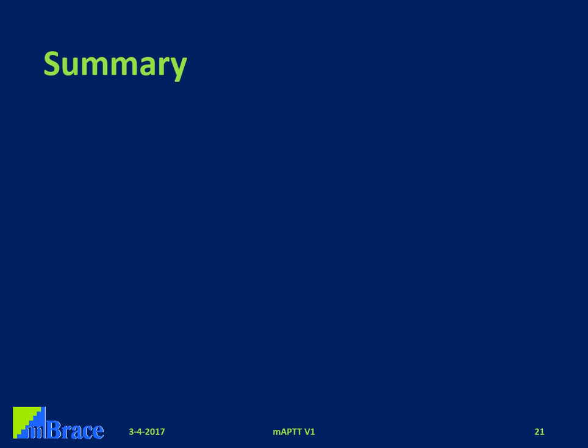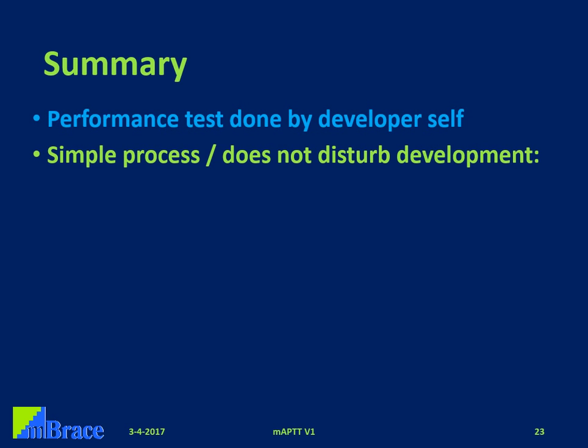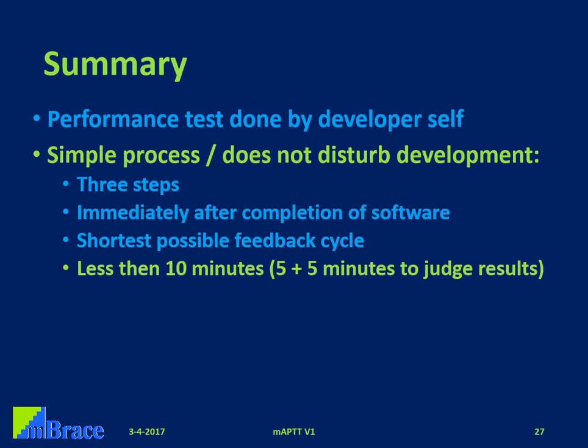You have watched a performance test done with the Agile Performance Test Tool version 1. Performance testing is done by software developers themselves on the software they produce, in a simple process that does not disturb the development, which takes 3 steps immediately after completion of the software, and which provides you the shortest possible feedback cycle on the performance of your code in less than 10 minutes.